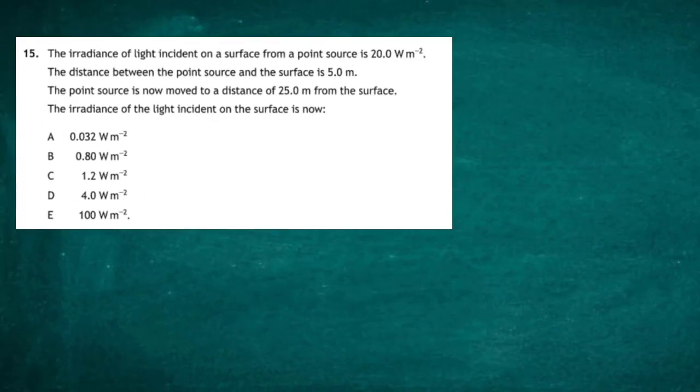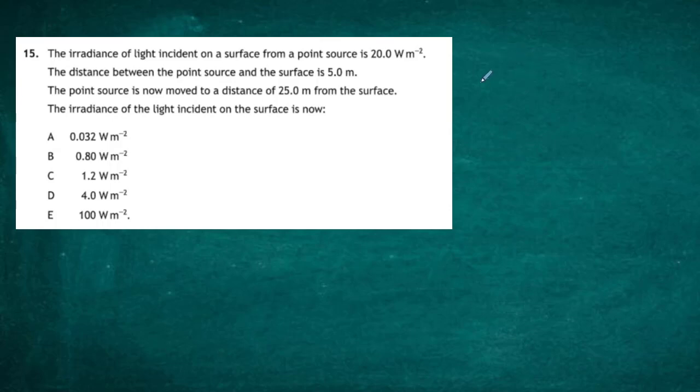Question 15 from the 2022 Higher Physics Examination from the SQA Paper 1. The irradiance of light incident on a surface from a point source is 20.0 watts per metre squared. The distance between the point source and the surface is 5 metres. Now the point source is moved to a distance of 25 metres from the surface, and we have to find the new irradiance of the light incident on the surface, and we're given our 5 choices.